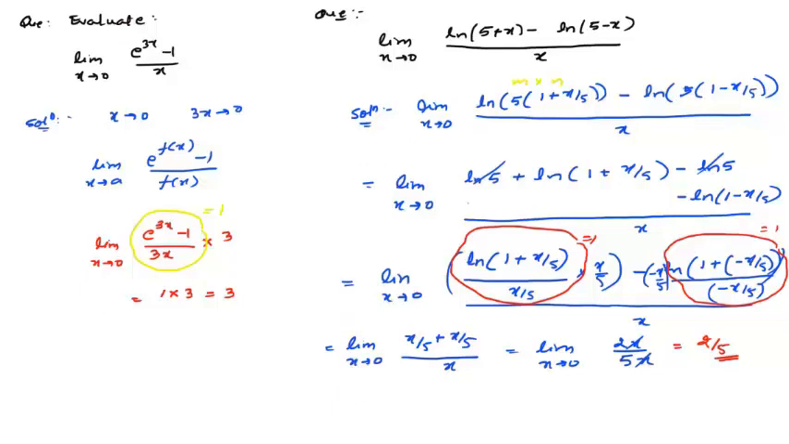Okay, now moving on to the next question. Next question what we have is, evaluate, basic one, evaluate limit x tending to 0, x raised to power 5 by 3 minus a raised to power 5 by 3 whole divided by x minus a. Okay, we have to evaluate this limit.